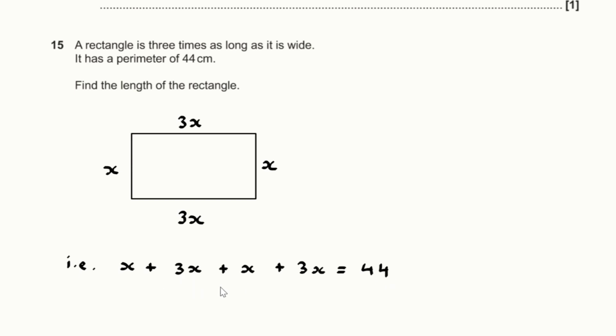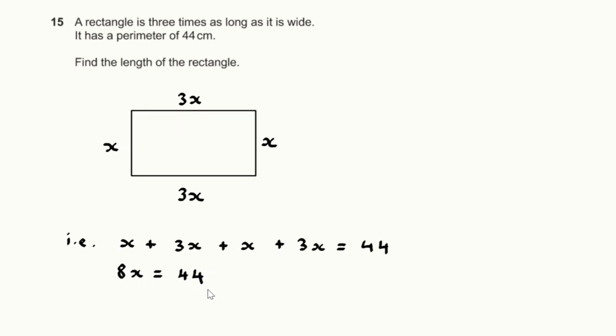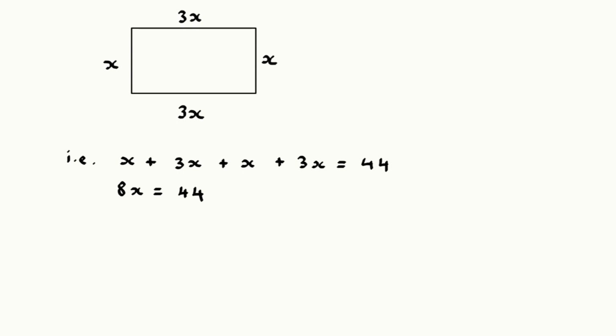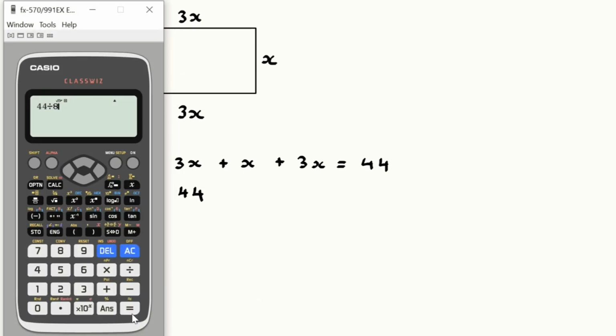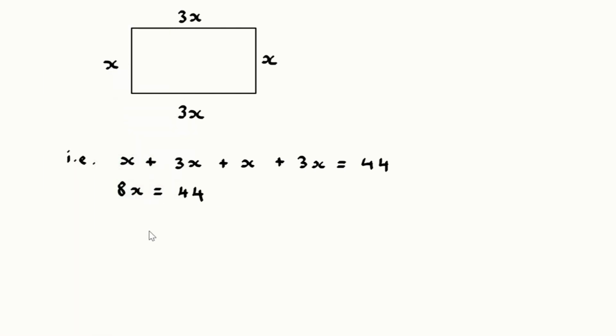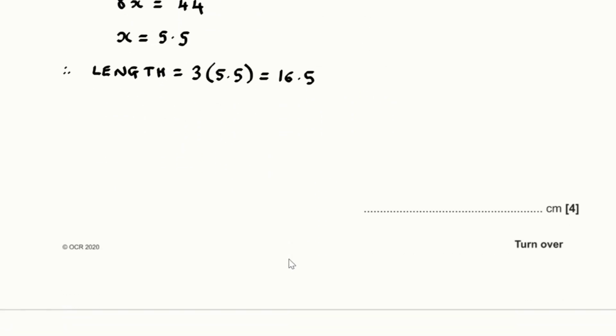So I've got 8x, which is equal to 44. And so therefore, if I find out what x is, I get 5.5. And therefore, the length is 3x, so that's 3 lots of 5.5, which is 16.5.